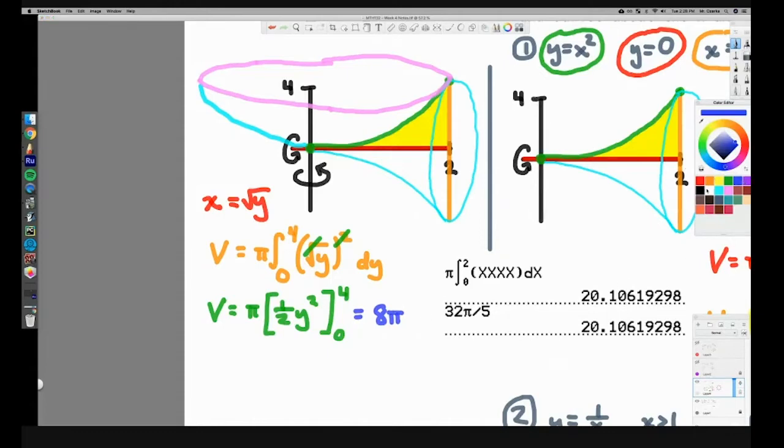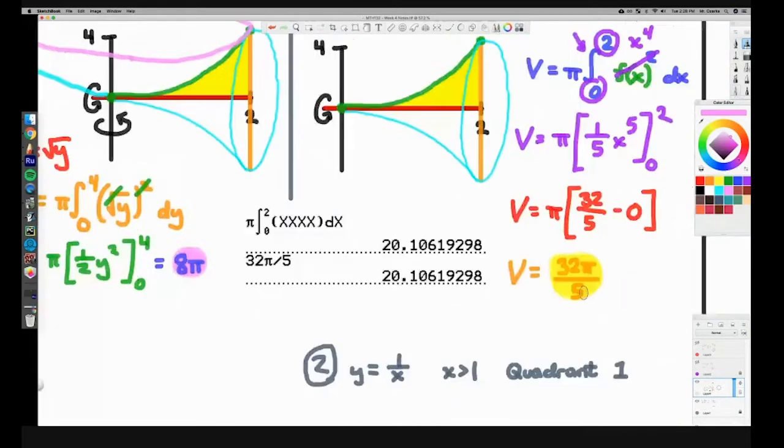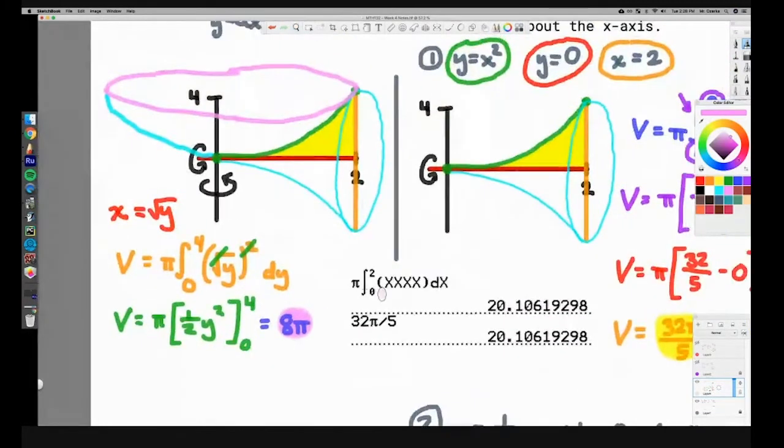So it's a slightly bigger answer than the one we just did, because the other one's 32 over 4. This one's 32 over 5. So it's slightly bigger. You wouldn't guess that by the drawing, though, because my drawing is so bad. But that's okay.